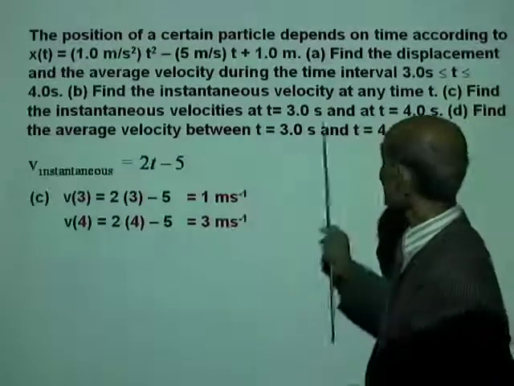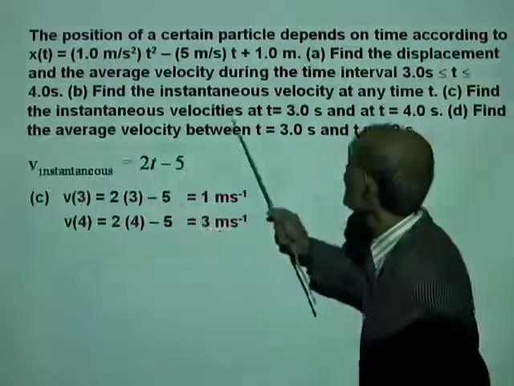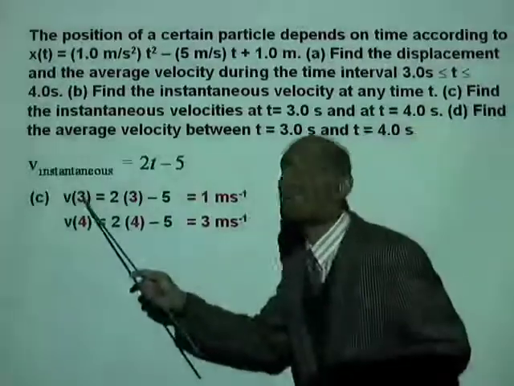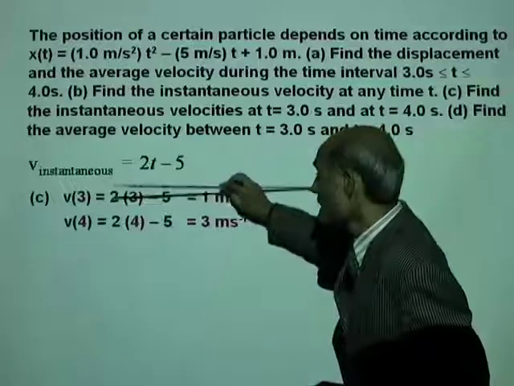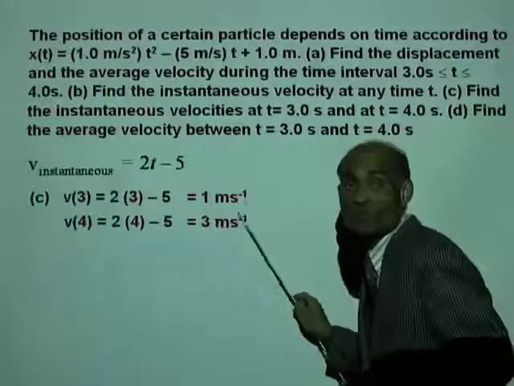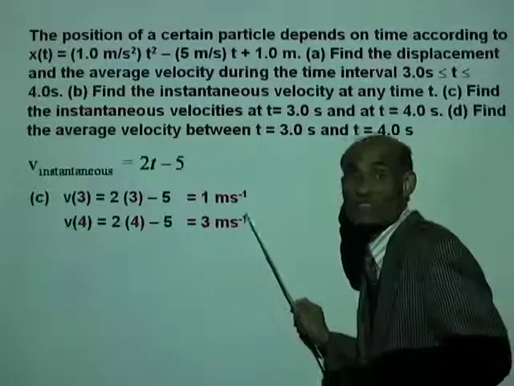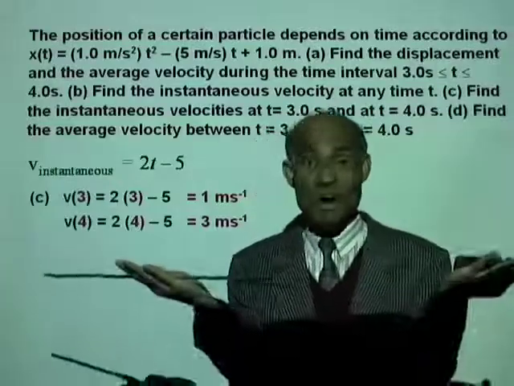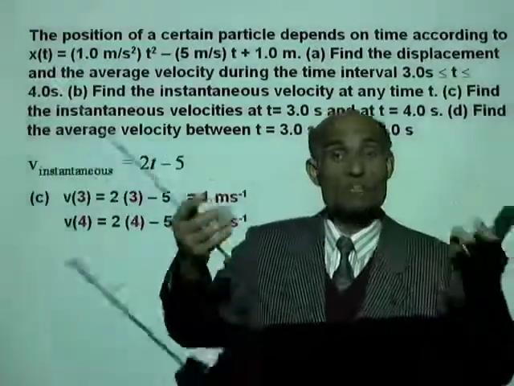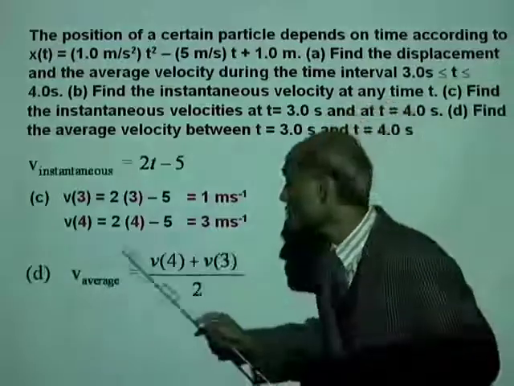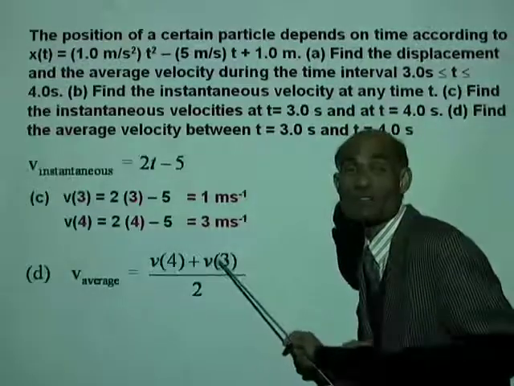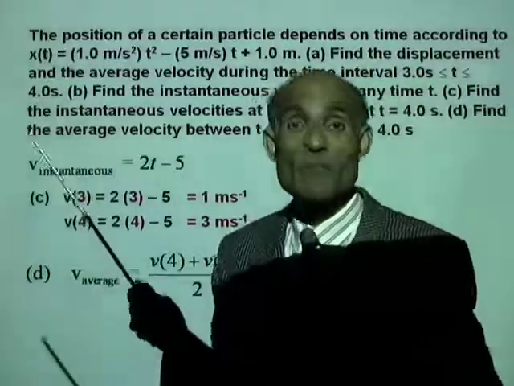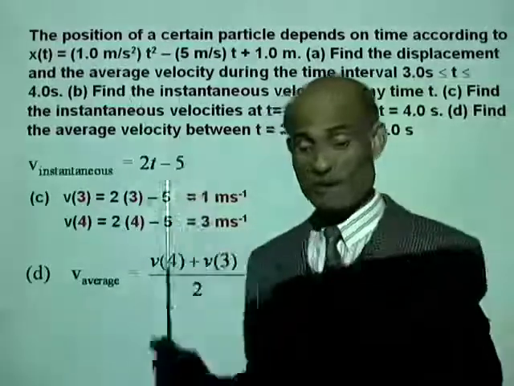Well, you now found the instantaneous velocities at these times. Find the average velocity between the time intervals. You see, this is the velocity at t equal to 3 seconds. This is the velocity at t equal to 4 seconds. To find the average of the two, you add the two and divide by 2. Is that right? That's how you find the average of two values. So V average is V of 4 plus V of 3 divided by 2. The average velocity is the sum of the two velocities divided by 2.